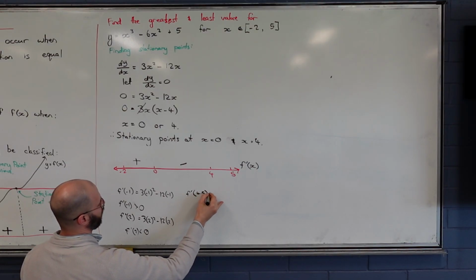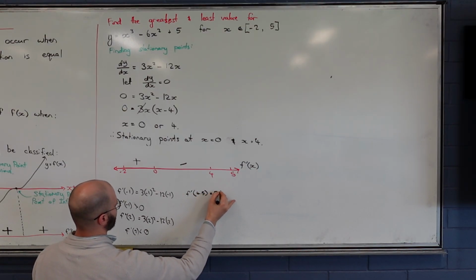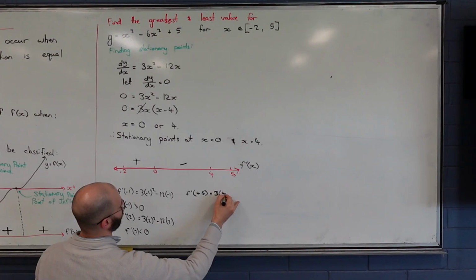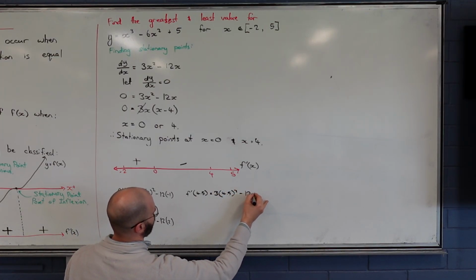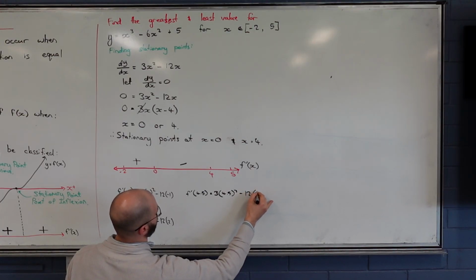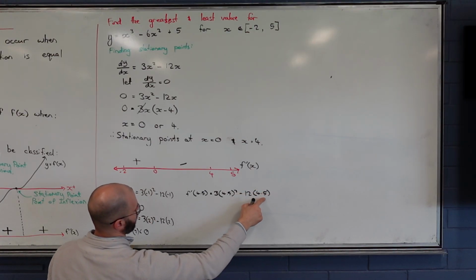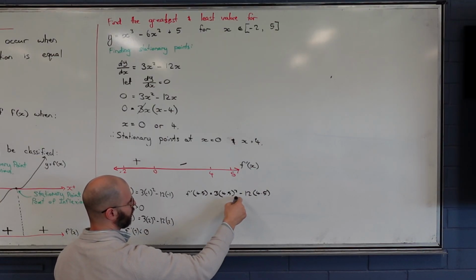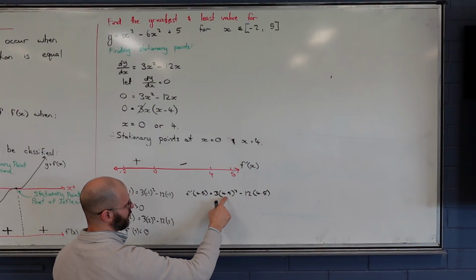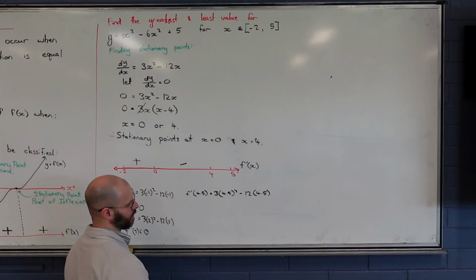Okay, f of 4.5 equals 3 times 4.5 all squared, take 12 times 4.5. This is going to be about 48-ish, a little bit more. This is going to be 16 times 3. So what's that? Does anyone want to calculate that?